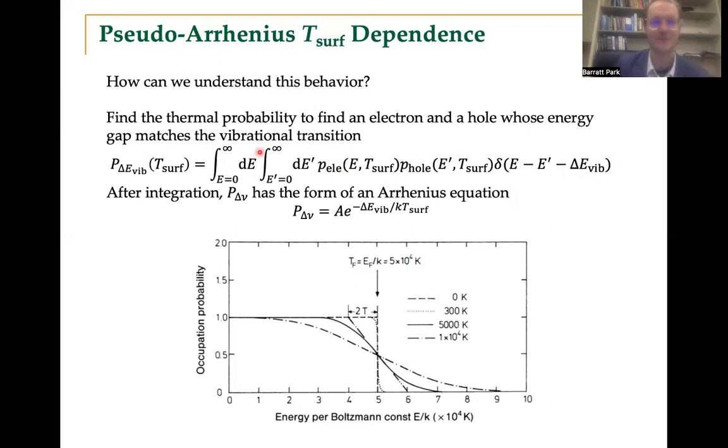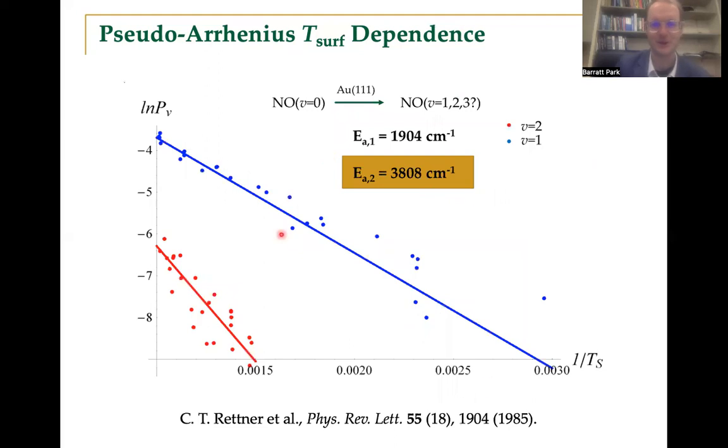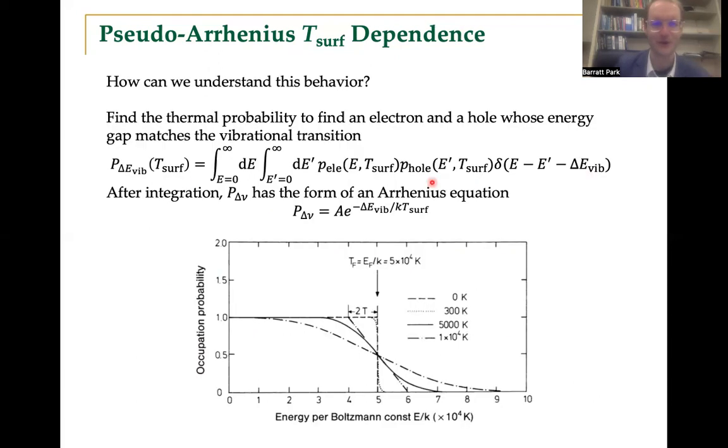what ends up being the result is a function for the probability of vibrational excitation. And this has the form of an Arrhenius equation. So it has a prefactor times an exponential of a certain energy over kT, where this effective activation energy ends up being exactly equal to the vibrational energy that is excited in the molecule. And this is exactly the form that is observed in the experiment. We see these Arrhenius curves where the activation energy matches the vibrational energy that is excited in the molecule.